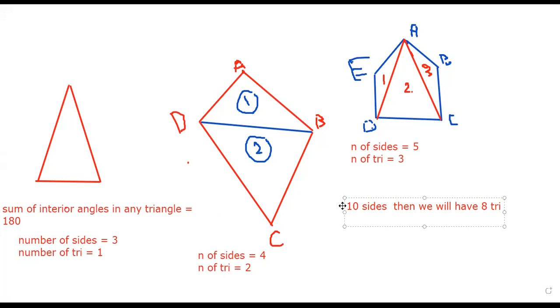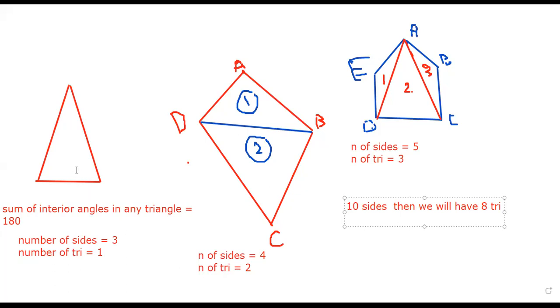Yes. 8 sides. They will form how many triangles? 6. We said subtract 2. Then 8 minus 2 is 6. They will form 6 triangles, right?